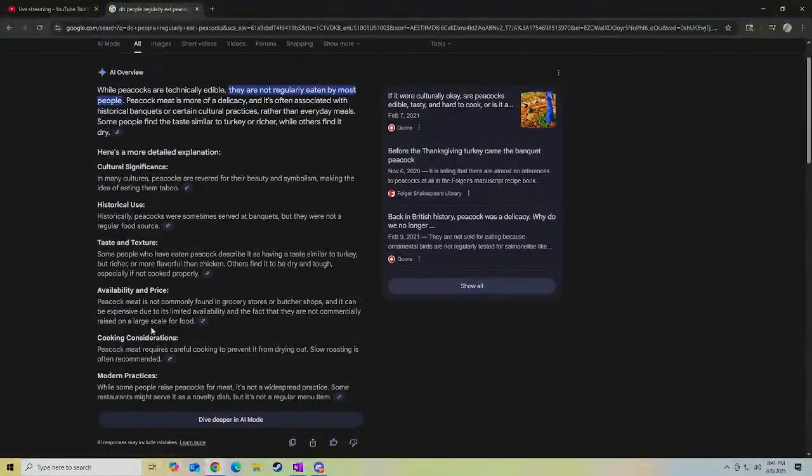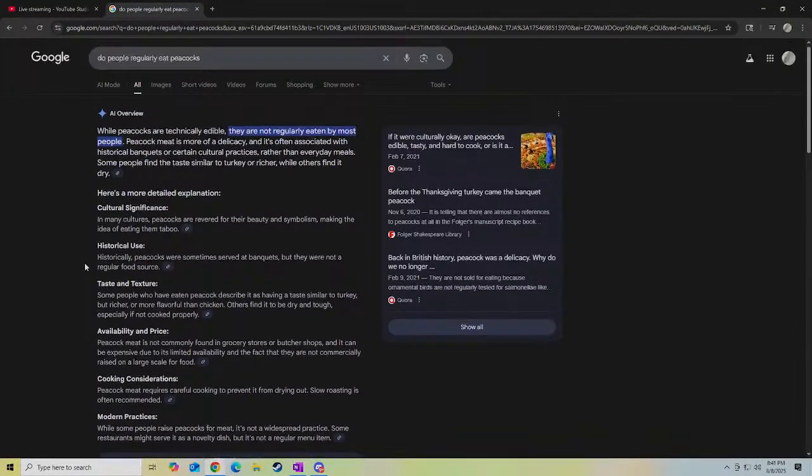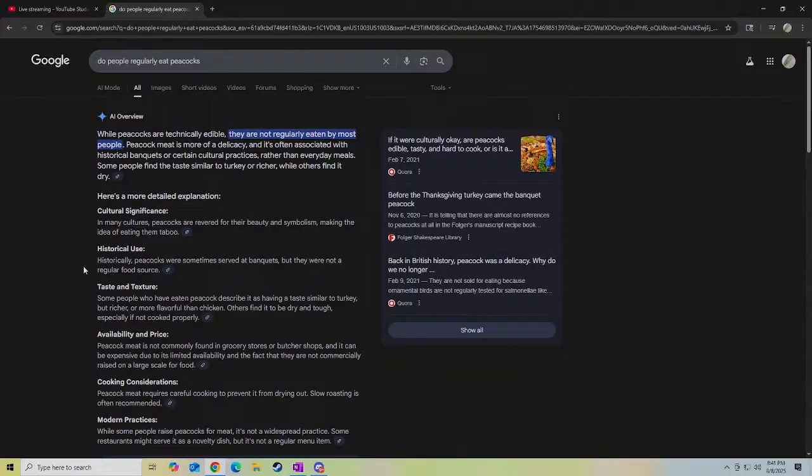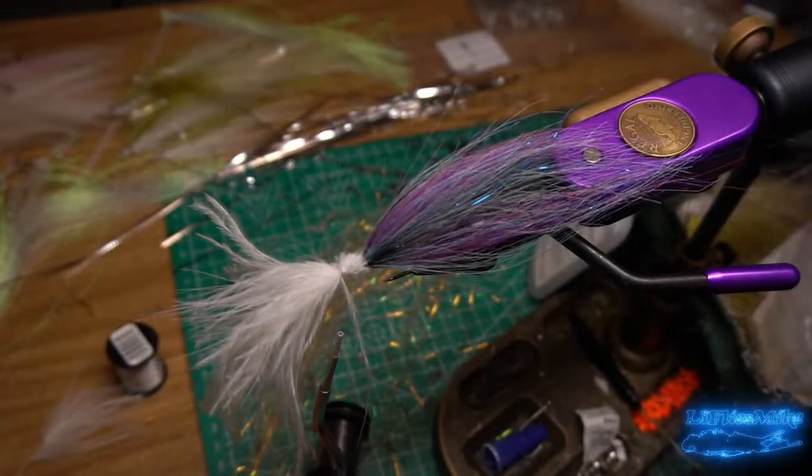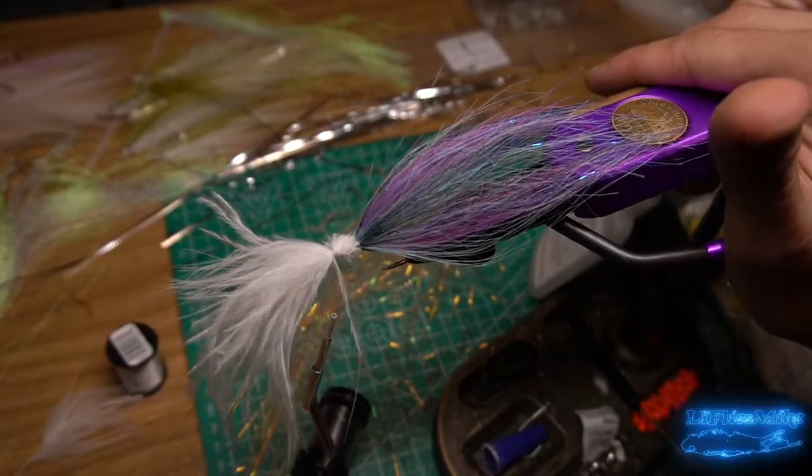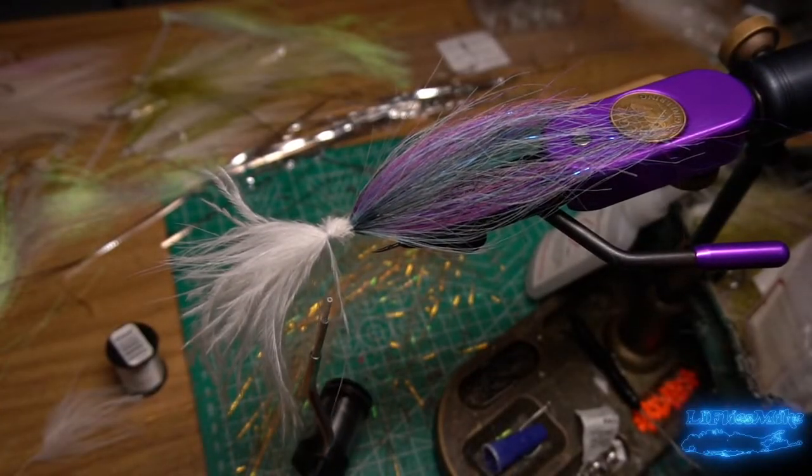Hmm. Interesting. So I guess back in Britain, it used to be a. I tell you what, if I live somewhere where there are peacocks, and I'm chilling with the locals, and they're like, "Hey, you want to go shoot that peacock with a bow and eat it?" I'm like, "Yeah, I'm down, dude." You know what I mean?